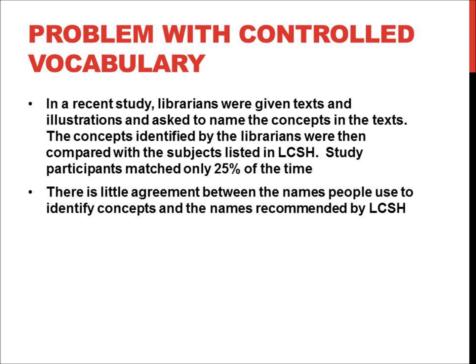So a recent study found that librarians who are given text and illustrations and asked to name the concepts in the text were only able to match Library of Congress subject headings assigned to those texts 25% of the time. So we know that there's little agreement between the names that people use colloquially and the names recommended by the Library of Congress. So as a result, it is probably going to be very hard for students to find text if the keywords they're using to search are very different from the subject headings assigned to those texts.